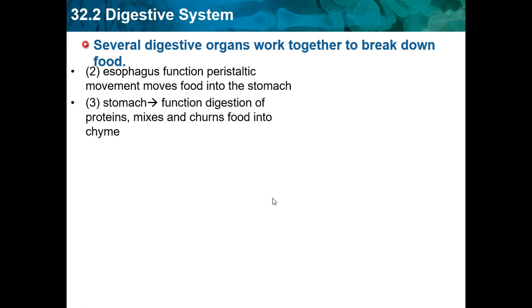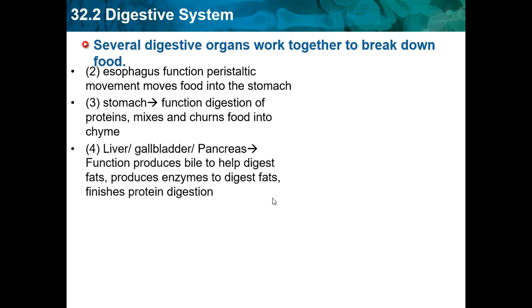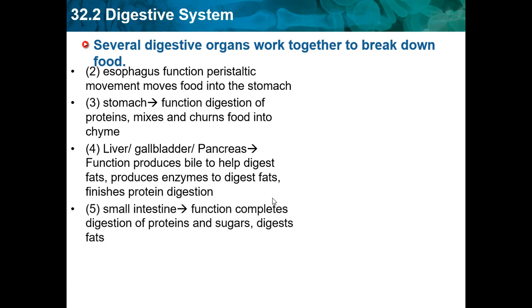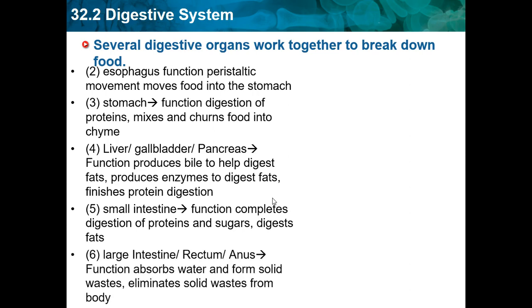And you do not have to know any of these specific things they digest. Just know which organs are part of the digestive system and basically the flow of it. So the liver, the gallbladder, and the pancreas produce bile to help digest fats and produce enzymes to digest fats and finish protein digestion. And then the small intestines, which comes later, complete digestion of proteins and sugars, and also digest fats.